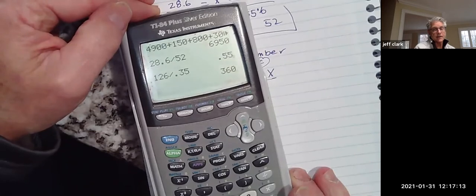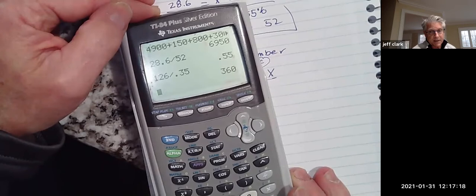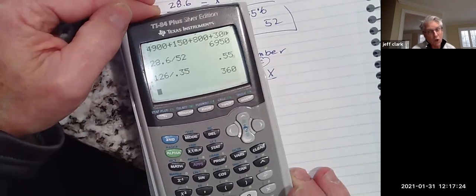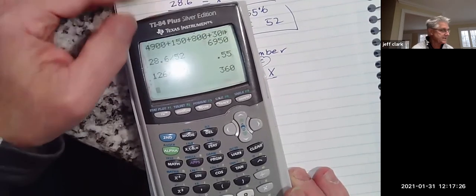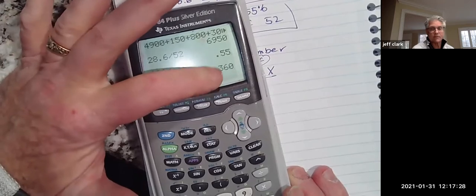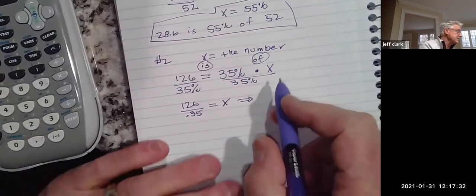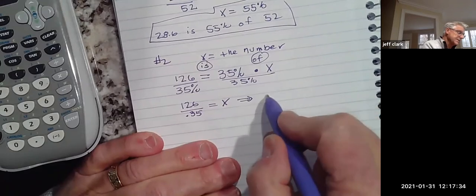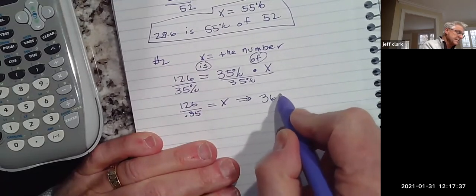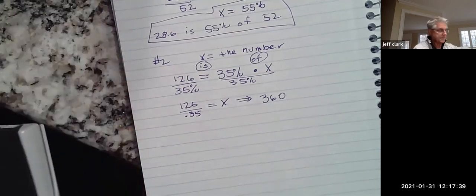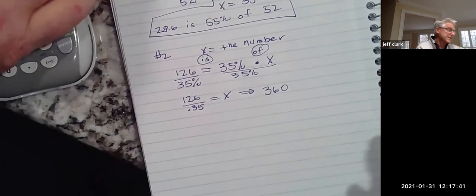So that means 126 is 35% of 360. 50% would be what, 180. So 35% ought to be lower. See, 126 is lower than half of that, 50%. So it feels like it's on the right track. So I'd say the answer then is 360. 360 is the answer. So the number is 360.